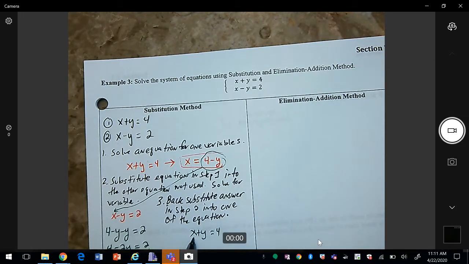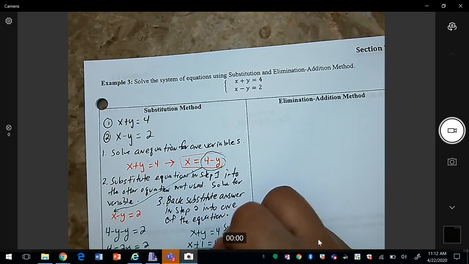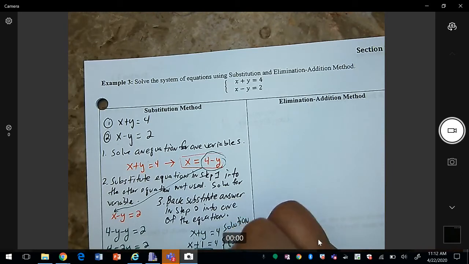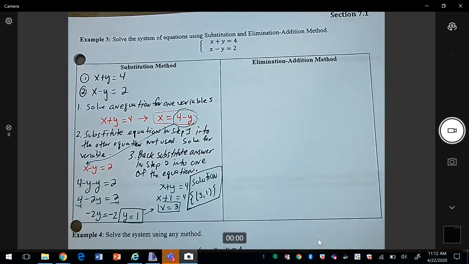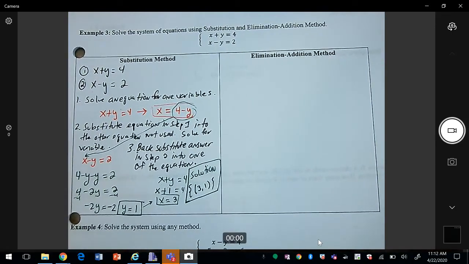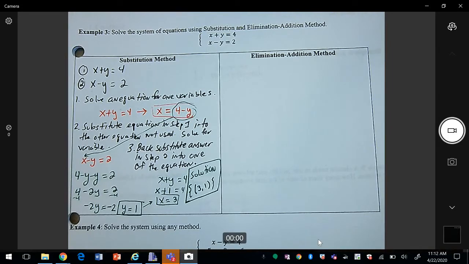So here I have x. I don't know what x is. But now I know what y is. Y is equal to 1. So I can replace y with 1 and solve for x. So my solution is x is 3 and y is 1. So this is our answer here. Okay, so that is how the substitution method works.